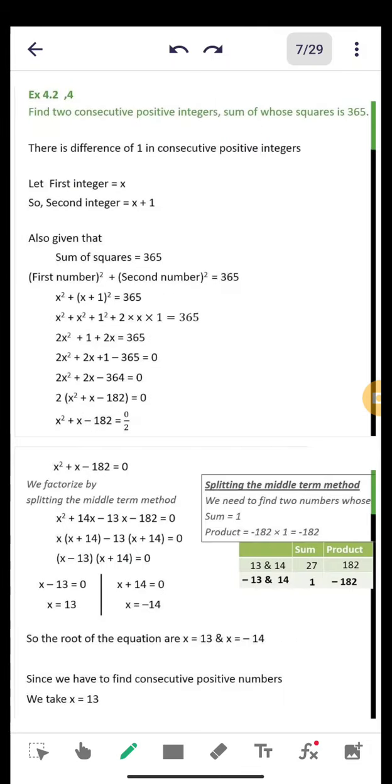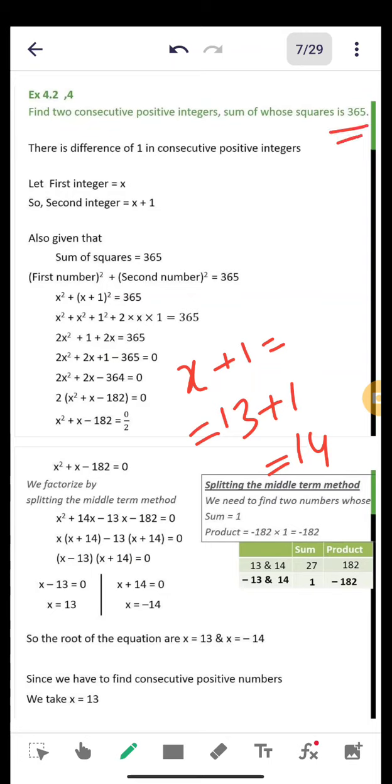So x is equal to 13. The next number will be x plus 1, that is 14. Okay, 13 plus 1, 14. So these are the two numbers, 13 and 14. When you square them and add them, you'll get 365. You can even verify it. Okay, so this is all about the second exercise.